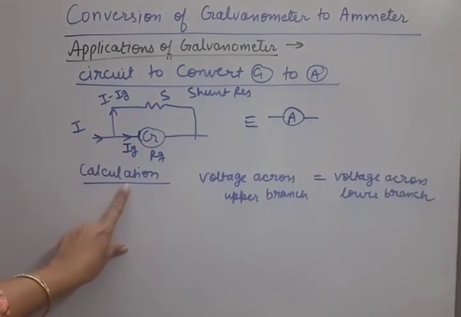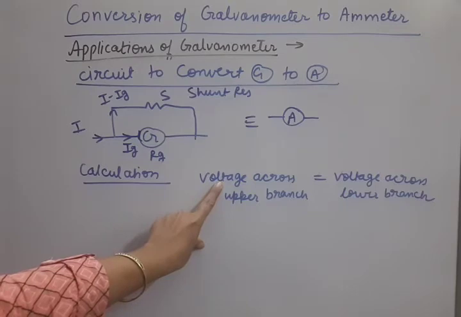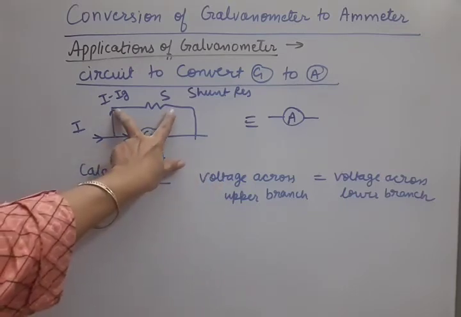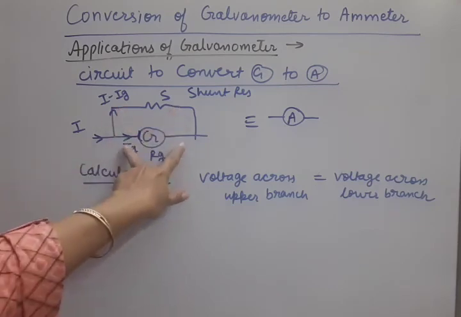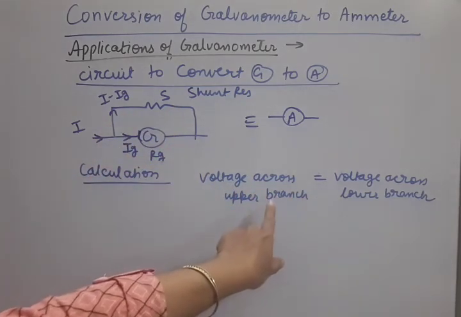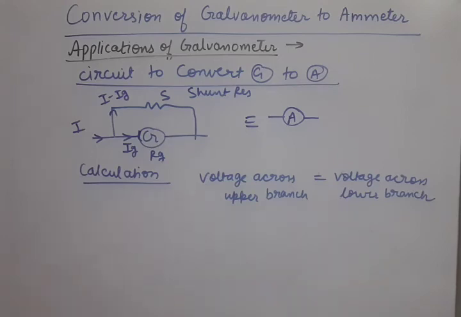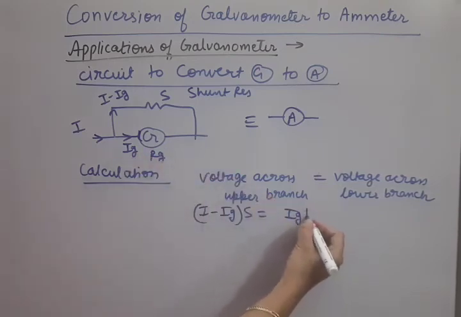Now for the calculation part, we will take the help of the parallel connection property. Voltage remains same in parallel. You can see here the upper branch is this, the lower branch is this. Since they are connected in parallel, the voltage of the upper branch and lower branch will be the same. Let us make the voltage formula. Voltage is current into resistance. In the upper branch, current is I minus Ig, resistance is S, and in the lower branch, current is Ig, resistance is Rg.